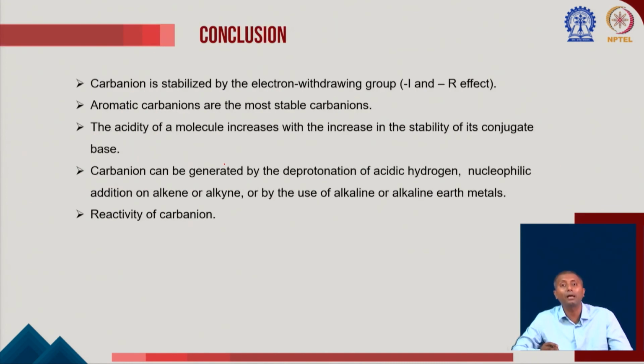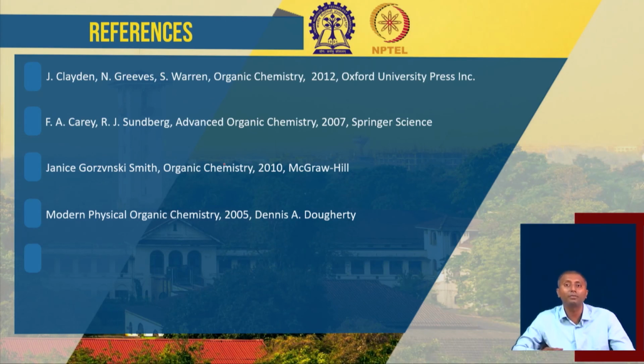So, in this class I tried to talk about carbanion stability, which one will be more stable and which will be less stable, and then I talked about the different methods of generation. And in the next class I am going to talk more about the rearrangement. And these are the reference books, very similar to those I mentioned in the previous class.